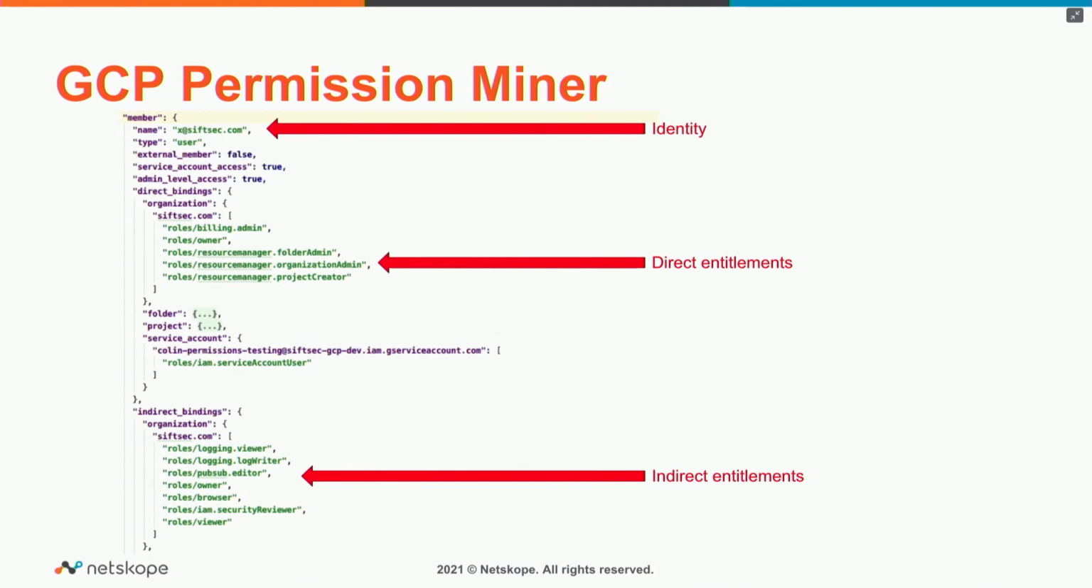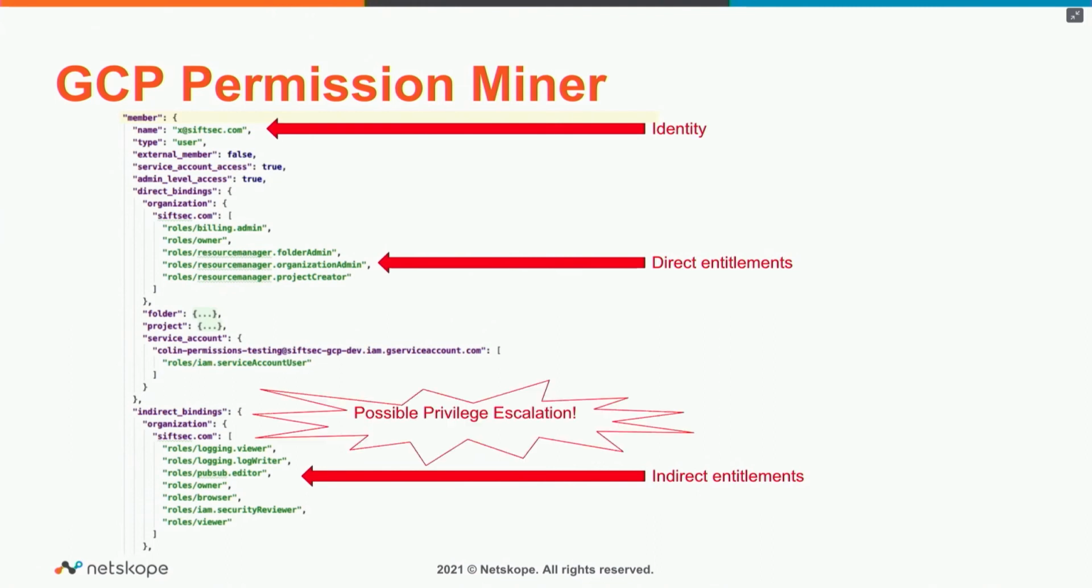So if the user didn't have admin privileges directly assigned, it would tell me, oh wow, this thing has owner role at the organization level. So this is a possible privilege escalation for this user.